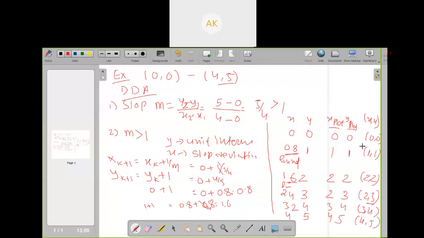So you find all these intermediate points. This is your starting point, this is your end point, and all these values are intermediate points. Ultimately the goal of your algorithm is to find these points. So if you find all these points, you plot this line on the screen.